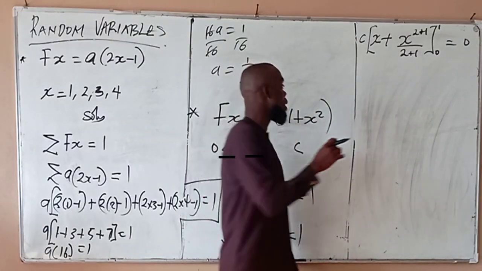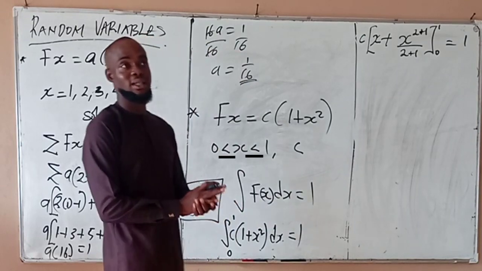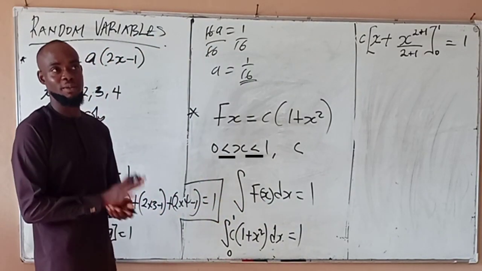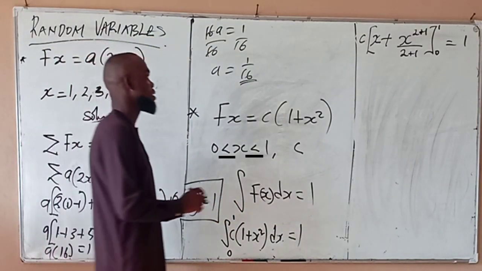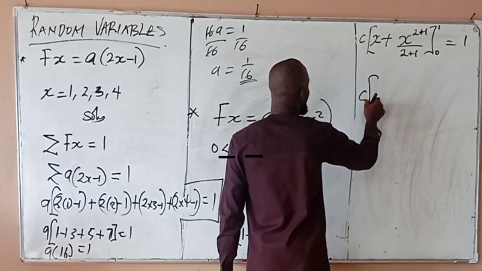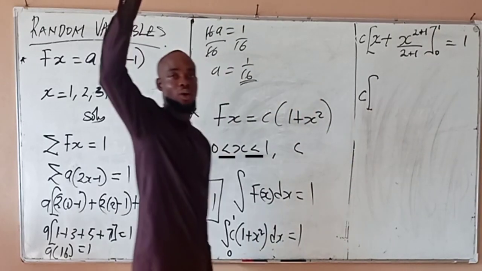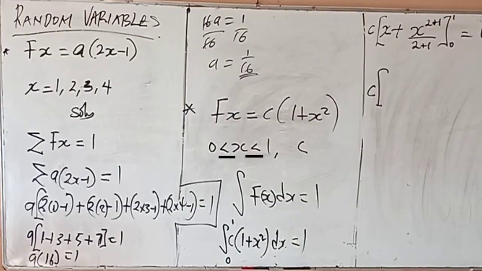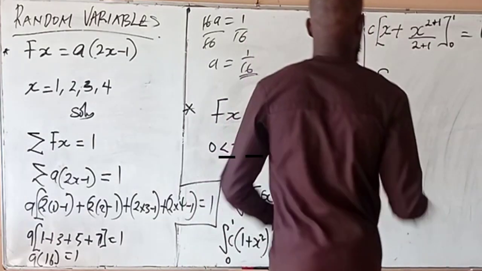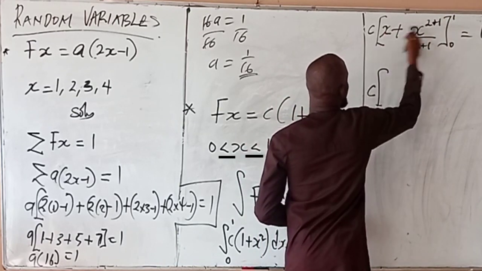Everything will be equal to 1 for this to be a valid PDF. Then the next thing you do is put in the upper side of your limit. So put the upper limit; you place 1 here. Then we are seeing this.